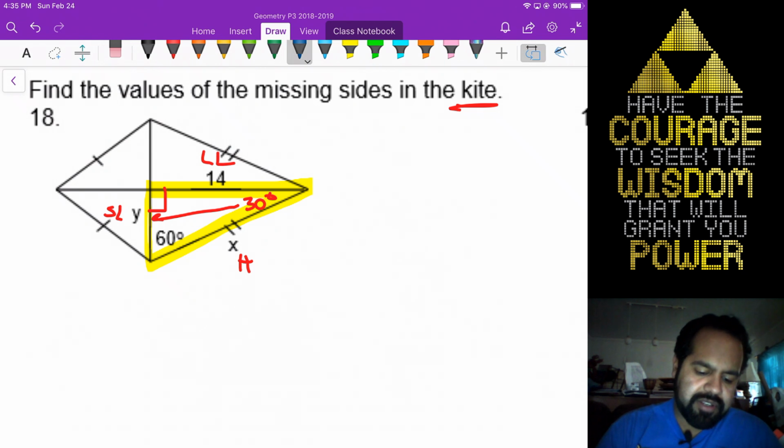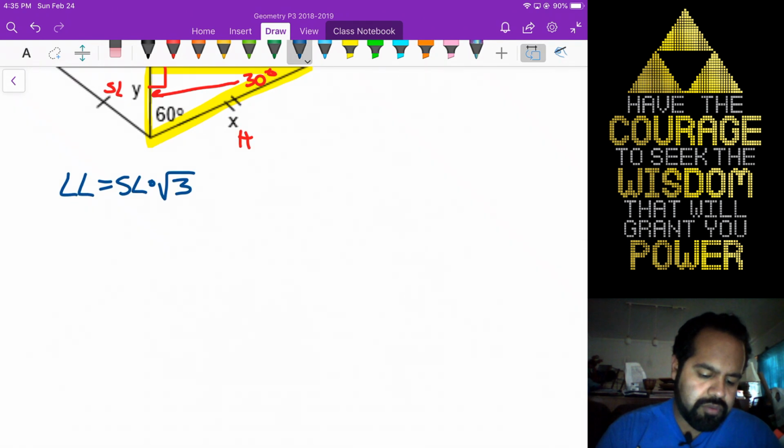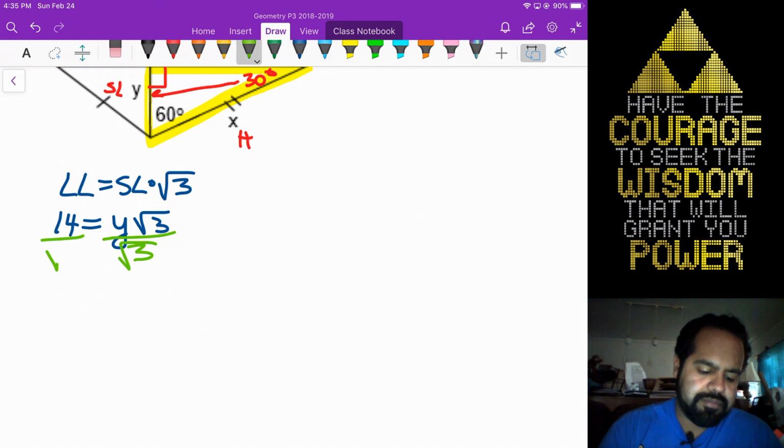So let's just do some work. Long leg is equal to short leg times rad 3. So 14 equals y rad 3. Got to divide out the rad 3 from both sides. I need to get that radical out from the bottom there. So I'm going to multiply top and bottom by the square root of 3.